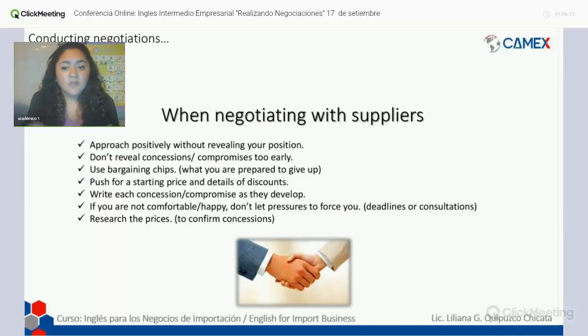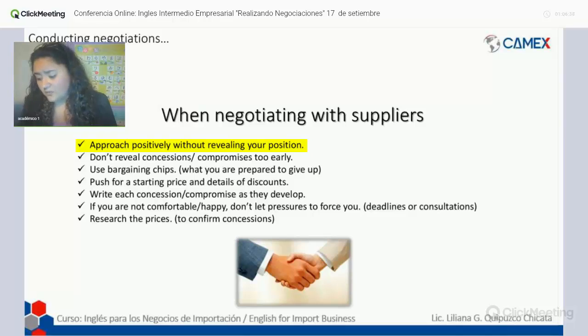Finally, what are you going to do when you are in negotiation with suppliers? In this case, you have to approach positively without revealing your position.